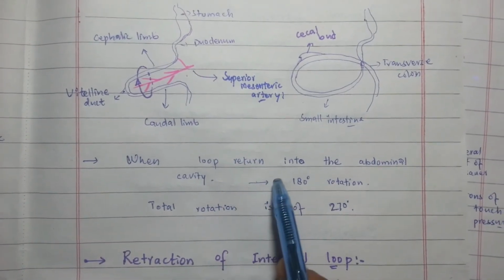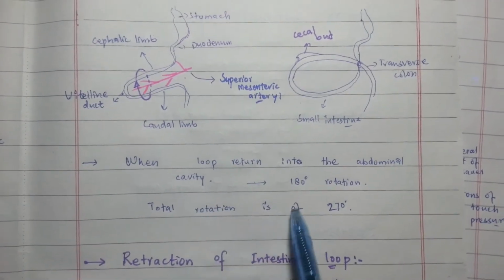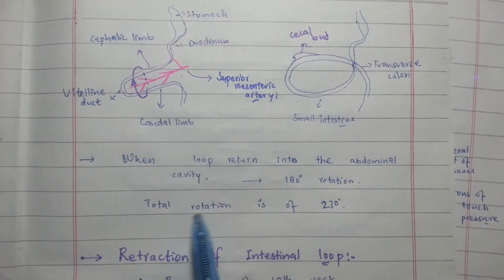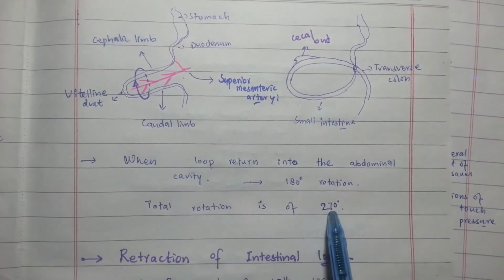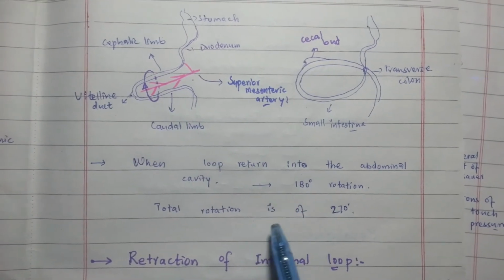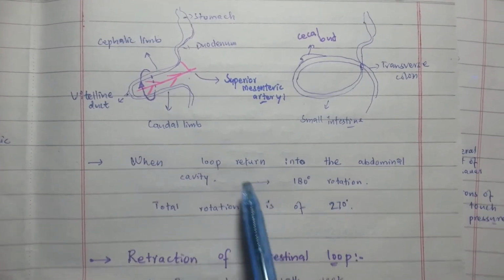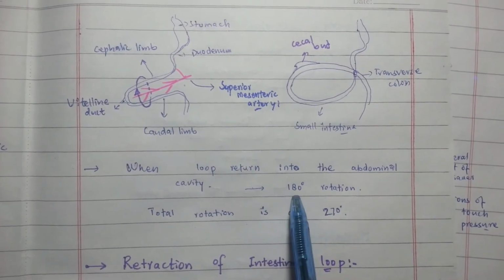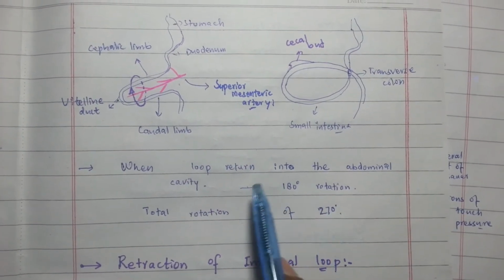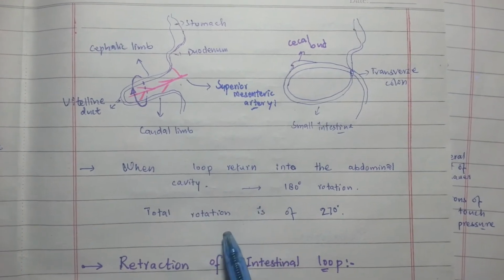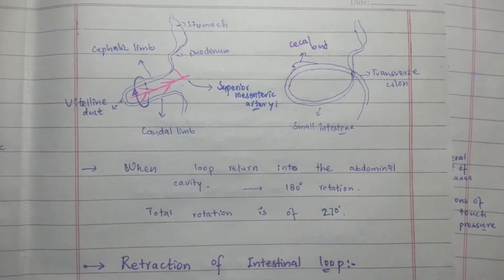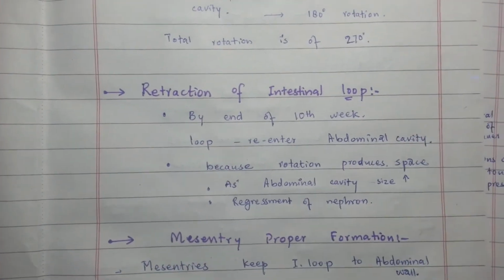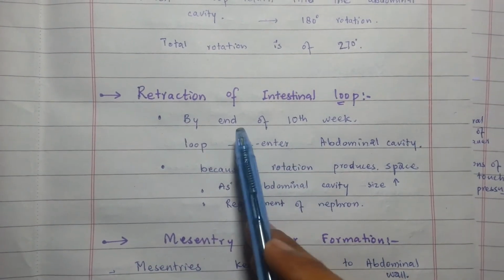When the loop returns into the abdominal cavity, a 180-degree rotation can be seen. So in this way the total rotation is 270 degrees, as the first rotation is about 90 degrees counterclockwise, plus 180 degrees when the intestinal loops return back to the abdominal cavity. Then the retraction of the intestinal loop occurs by the end of the 10th week.